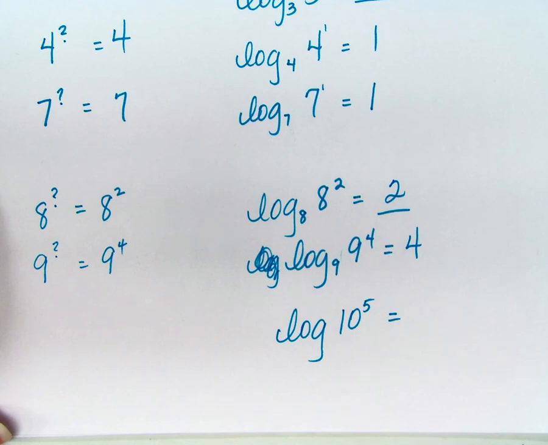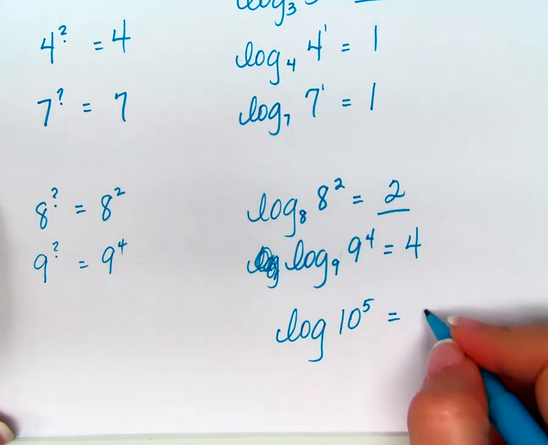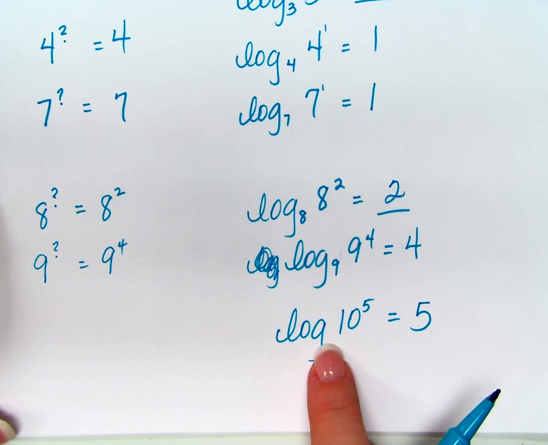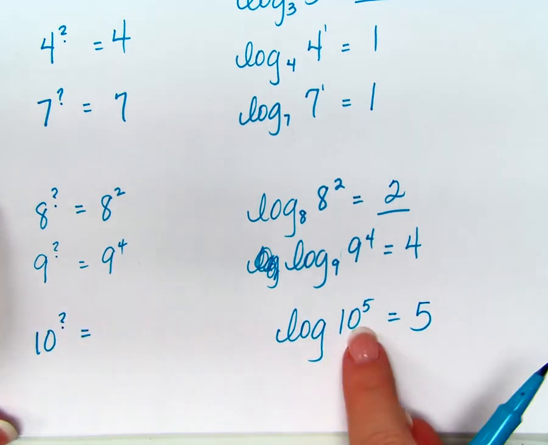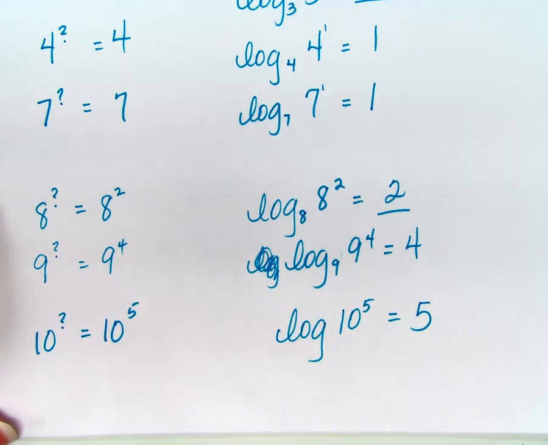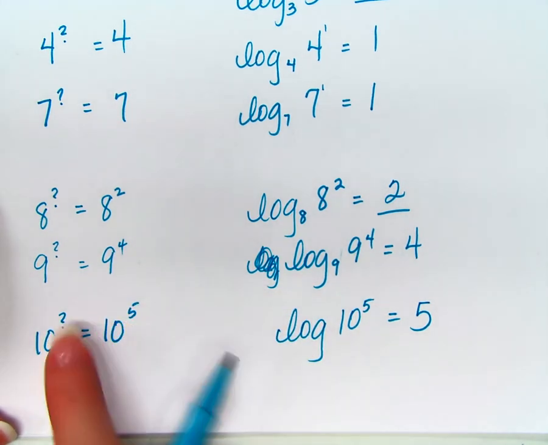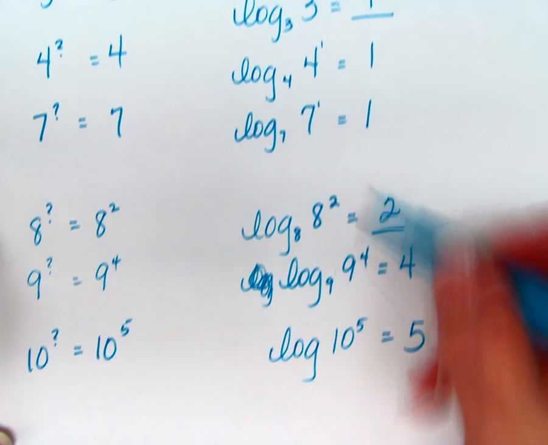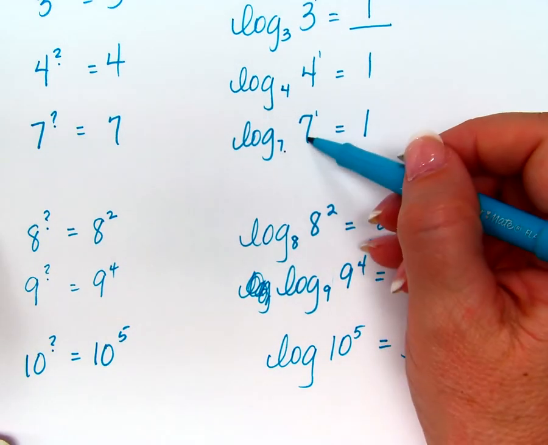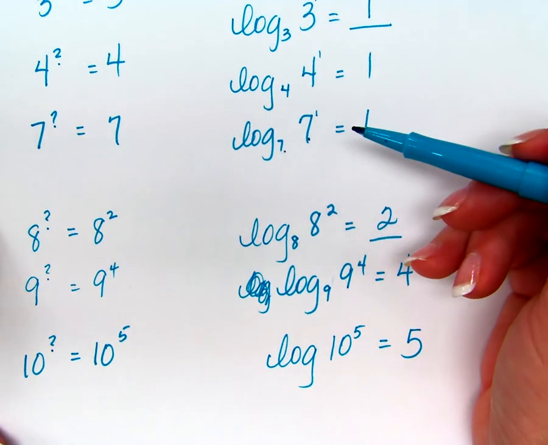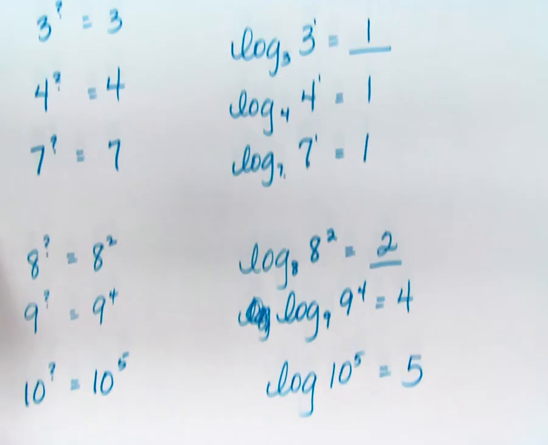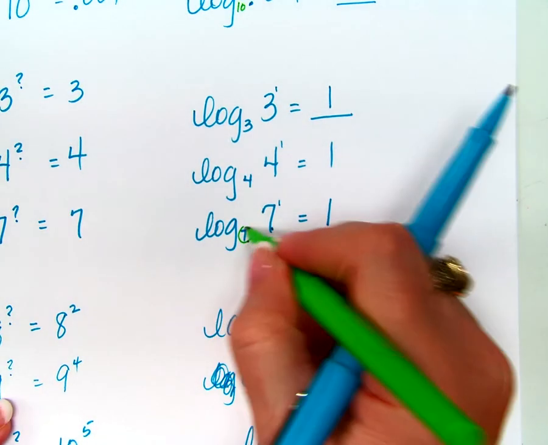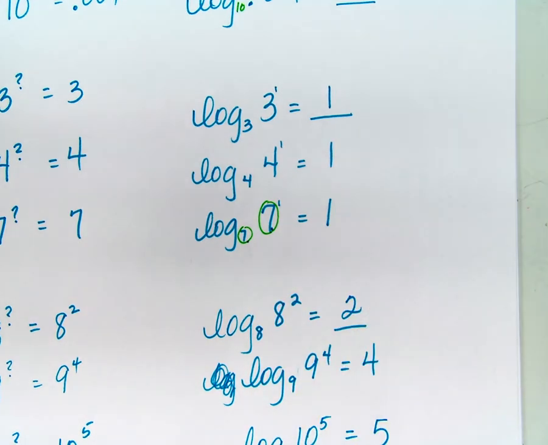What do you think? It equals 5, right? Equals 5 because what's this base? 10. 10 to the something I don't know has to equal the argument, which is 10 to the 5th. What is the thing I don't know? 5. So if the base and the argument are the same, what's the answer? The exponent, right?